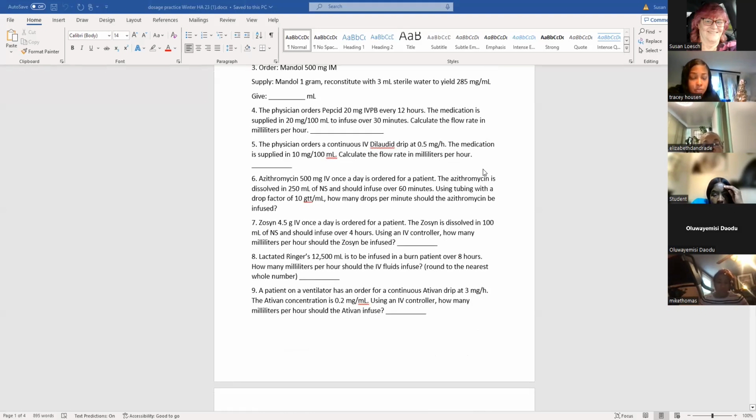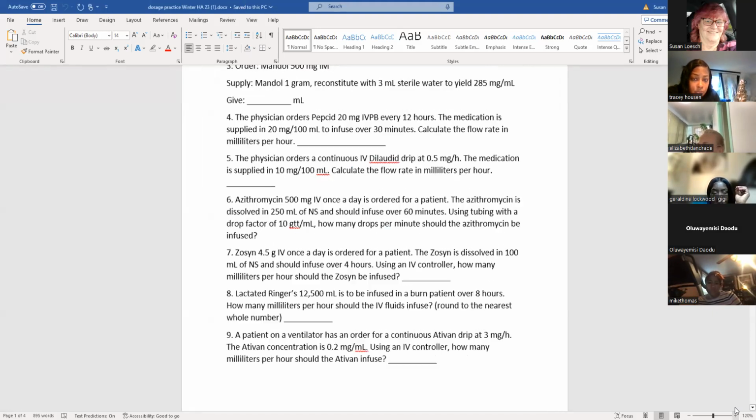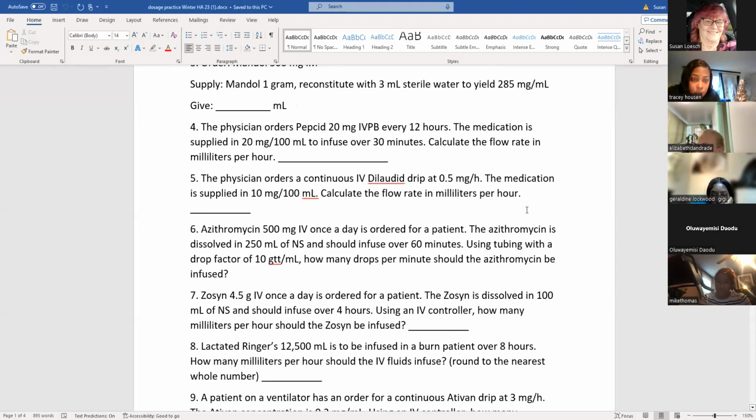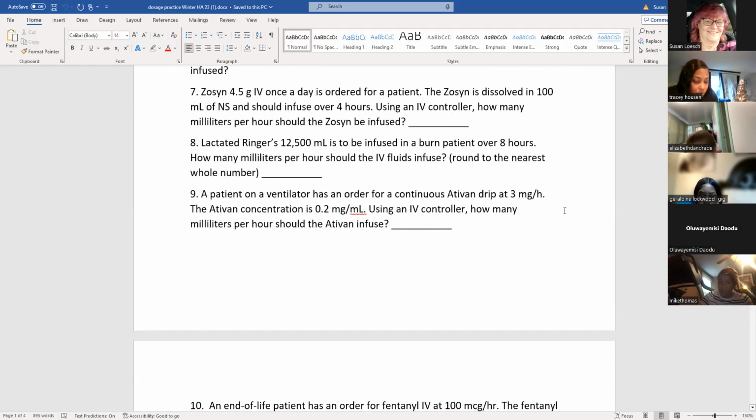This is just really a desired over have. Yeah, but this is the way we did it: 0.5 milligrams per hour divided by 10 milligrams times 100 milliliters. And then we got 5 mLs. I just want to verify that we're correct. Well, I'll do the math, but that should be right. Number 5 was 5. Okay, good. So then number 15 you're having trouble with?